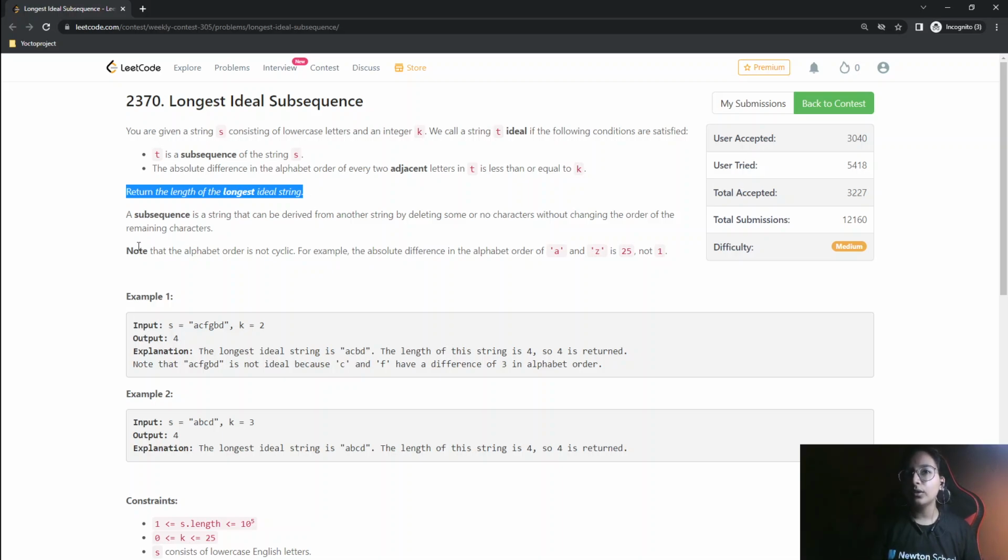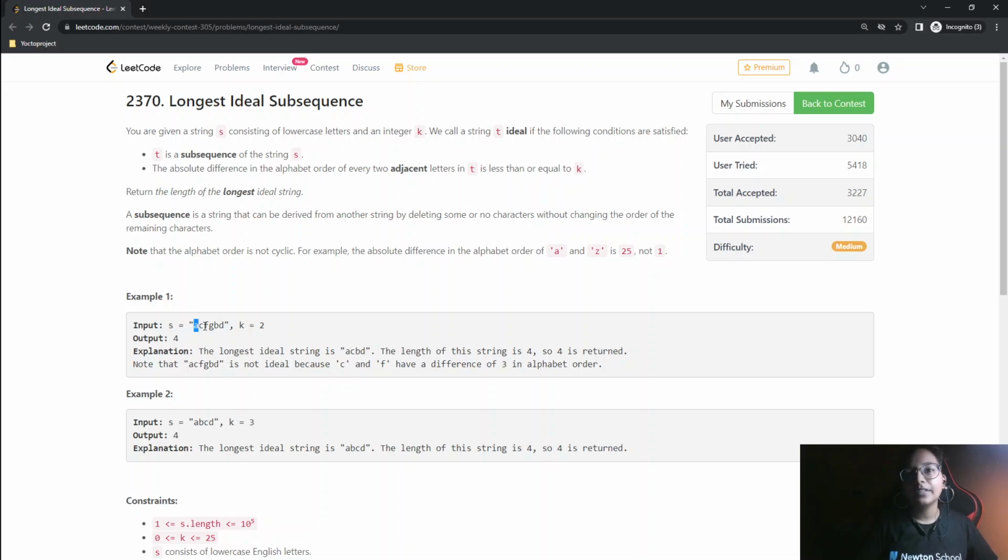Now one more note is given to us: the alphabet order is not cyclic. Whenever we are calculating the difference, we need to keep in mind that if we get A and Z, meaning A minus Z or Z minus A, then its difference would be 25, not 1. Because it is not a cyclic difference, it is just a straightforward linear difference. That is something we need to keep in mind, but it makes our question much easier. So that's a good thing for us.